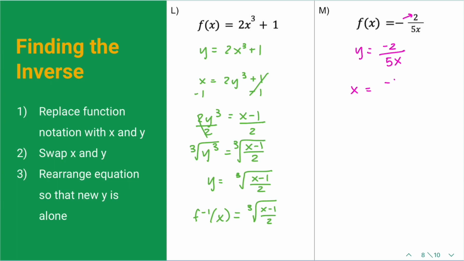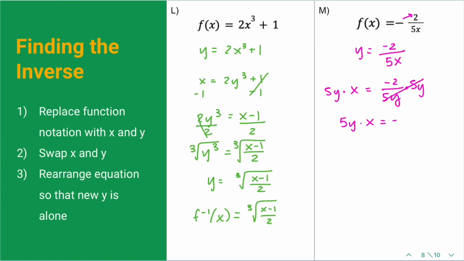Now, we need to swap x and y, my bad. Whoops. There we go. So x equals negative 2 over 5y. Now we need to get y alone. And here's the thing. Y is in the denominator, which freaks people out. But if you multiply by that denominator, that's going to get y out of the denominator, and then you can go from there. So my suggestion is multiply by 5y on both sides.